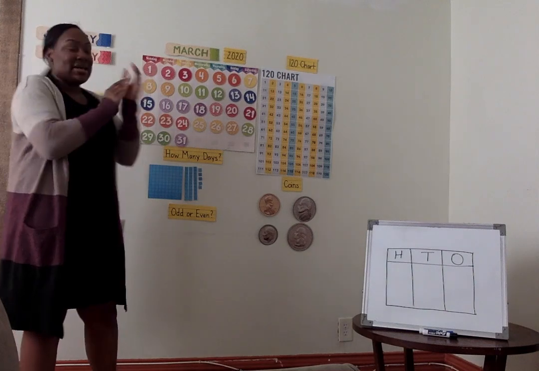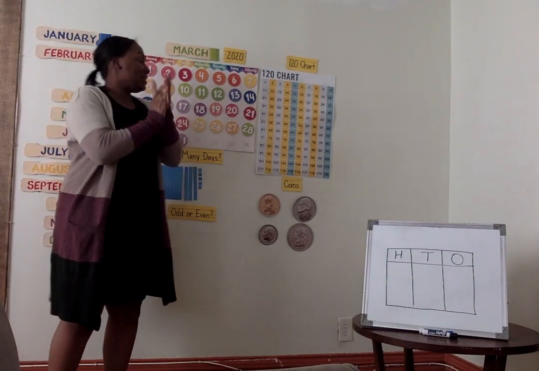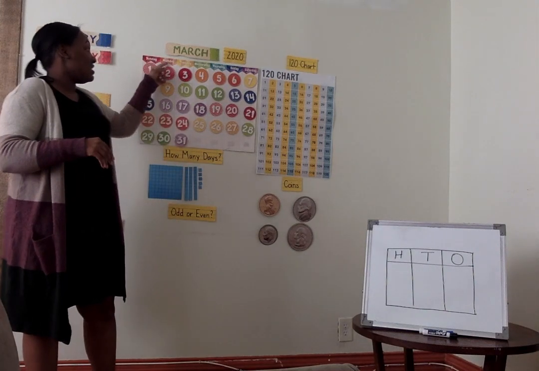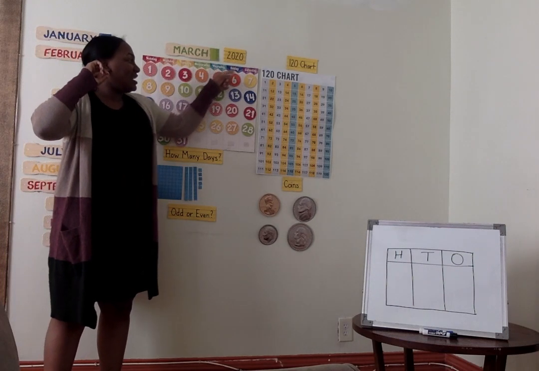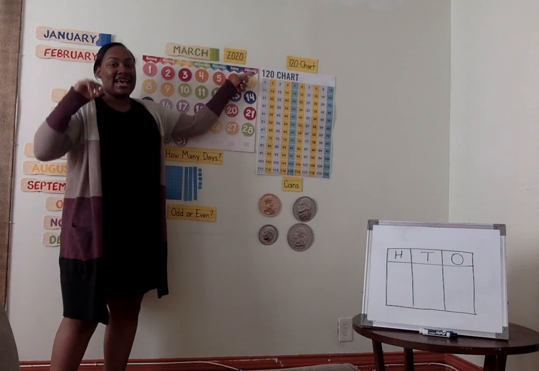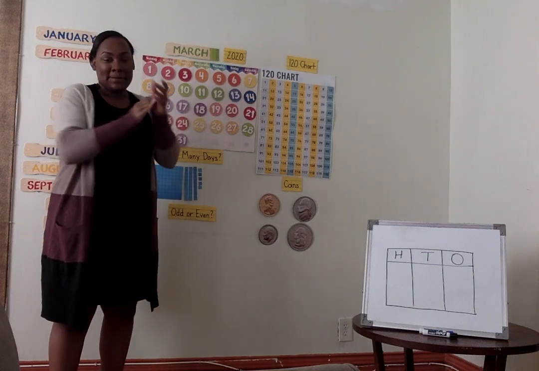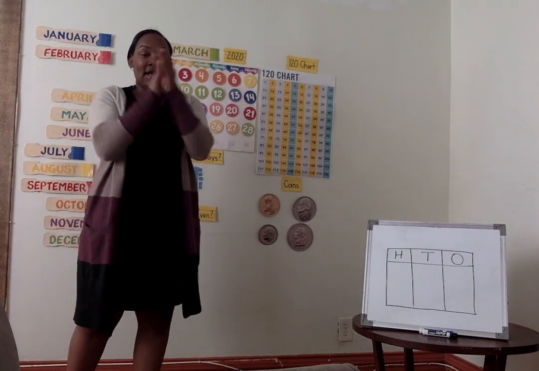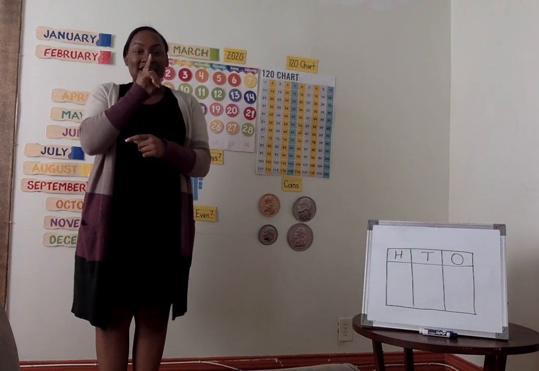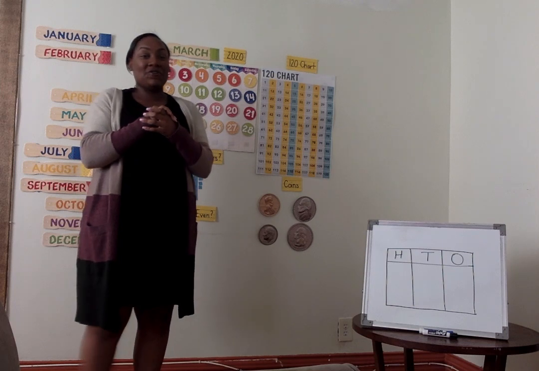Days of the week. There's Sunday and there's Monday. There's Tuesday and there's Wednesday. There's Thursday and there's Friday. And then there's Saturday. Days of the week. Stand one. Ooh, so fast.